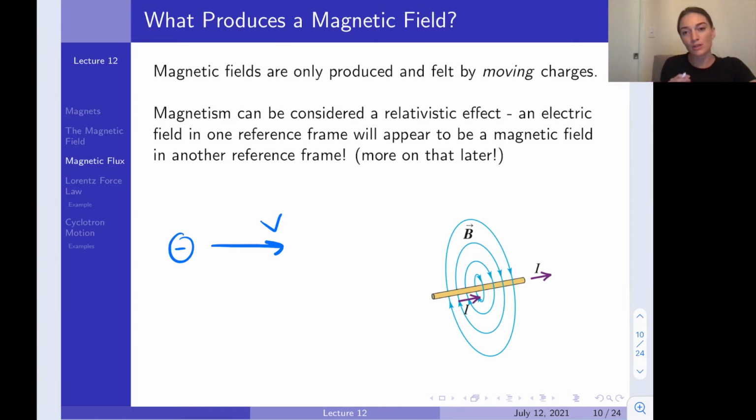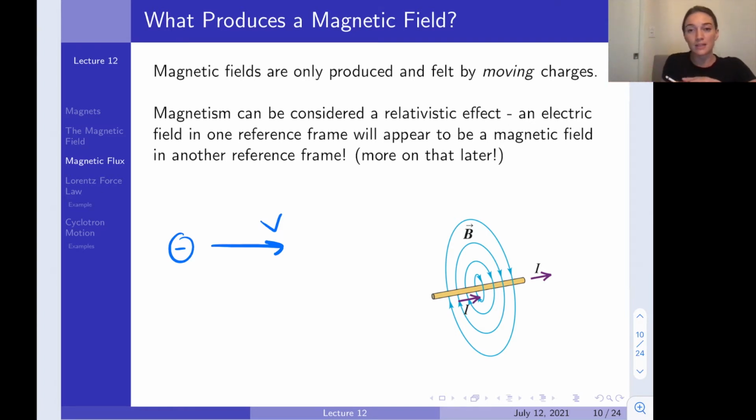So remember, we said that electromagnetism is one force, obviously. The electric and magnetic fields are actually the same force. So even though we think of them as two different forces, they're really the same thing. So what that means is that in some reference frames, what you observe as an electric field will look like a magnetic field in another reference frame.